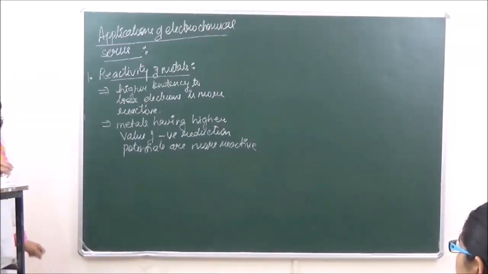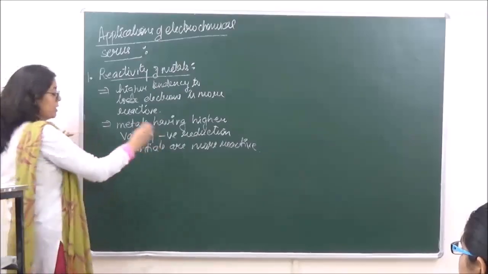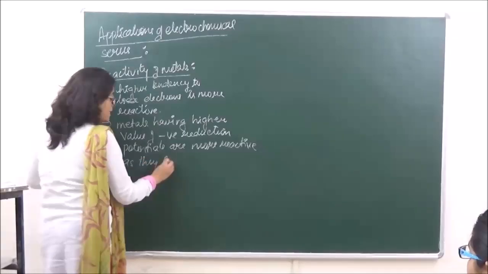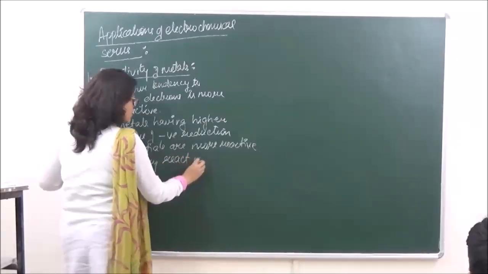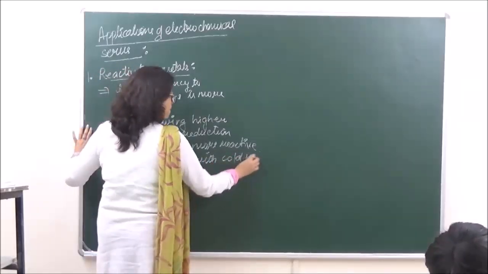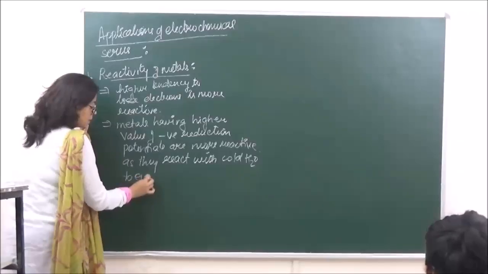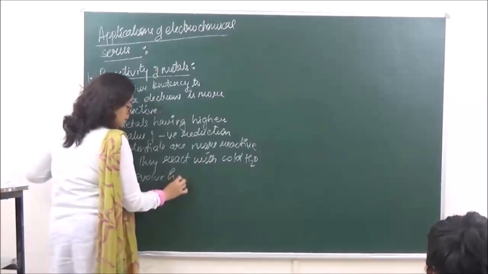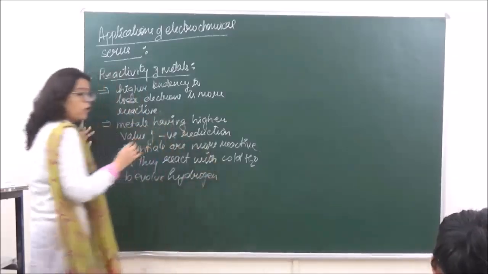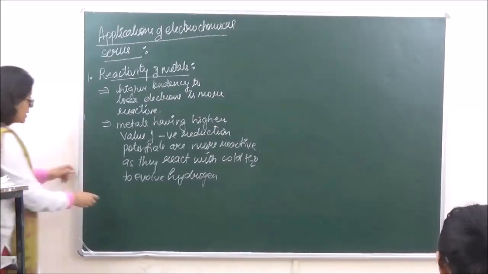So we are saying that metals which have higher value of reduction potential are going to be chemically more reactive. Their reactivity can be shown as they react with even cold water to evolve hydrogen. Okay?